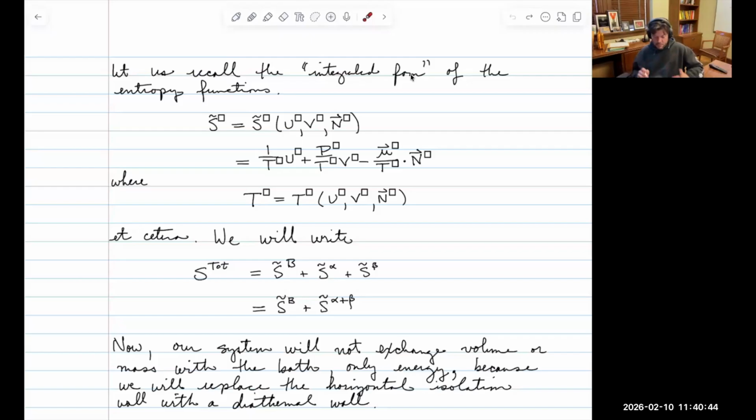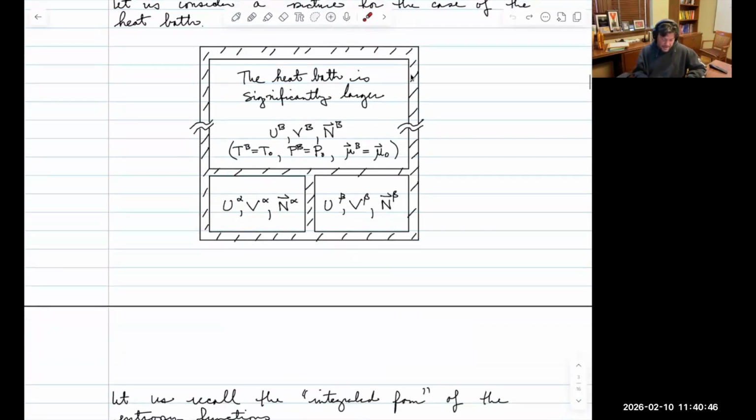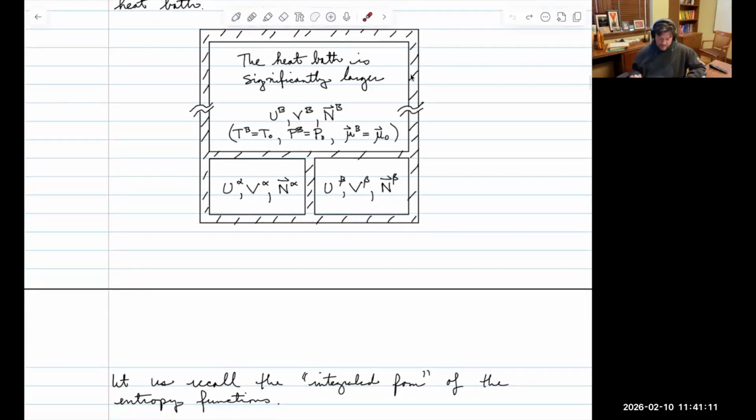In a moment, we're going to remove these walls and think about the flow of certain things. We're going to replace this isolating wall with a diathermal wall, which is going to allow the exchange of energy only, but not volume or matter. And we're going to remove this wall entirely so that energy, volume, and matter can be exchanged by these two subsystems, alpha and beta. But for now, they're completely isolated from each other.